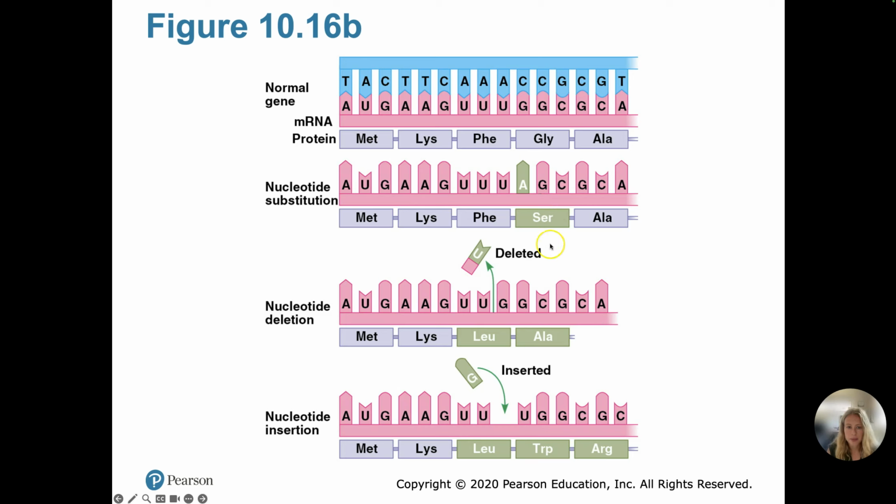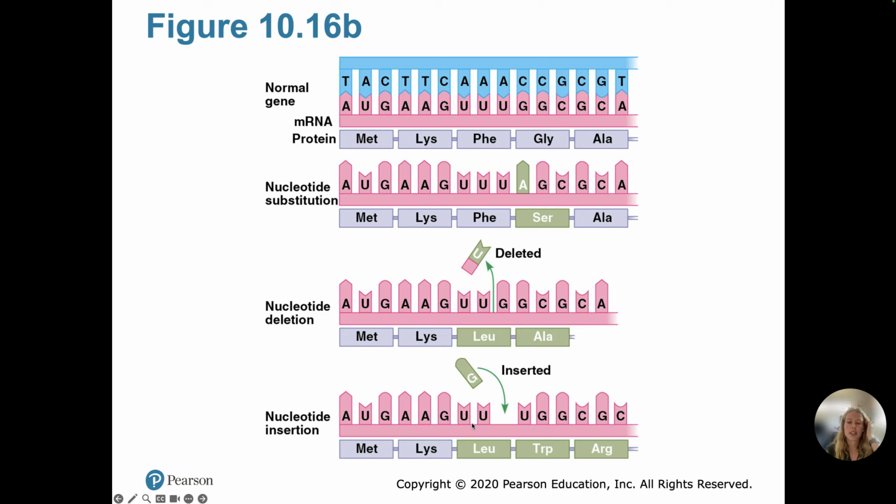So we get serine. A nucleotide deletion is going to mess up the whole reading frame after the deletion because this U right here is just deleted. It just got booted. So instead of phenylalanine here, UUU, it now is UUG, which codes for leucine, and then it's GCG, which codes for alanine, and then the CA don't even have a third codon.